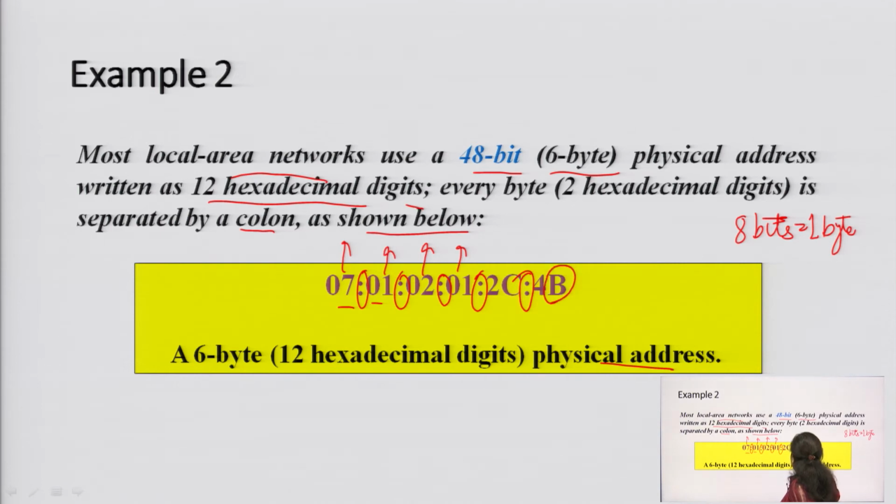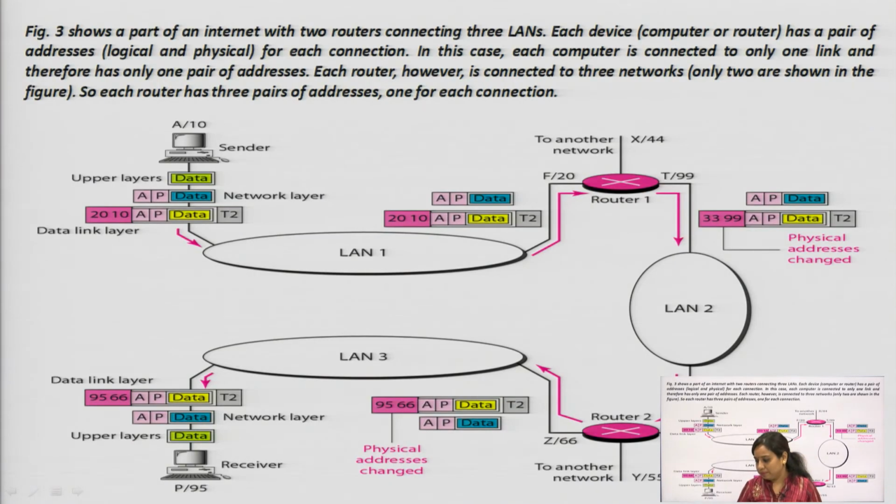Here B is used, which directly shows that it is part of hexadecimal, because in hexadecimal notation we use alphabets after 9: 10 is used as A, 11 is used as B, and so on. So, this is how the representation is done in the case of local area network addressing, which is of 48 bits.